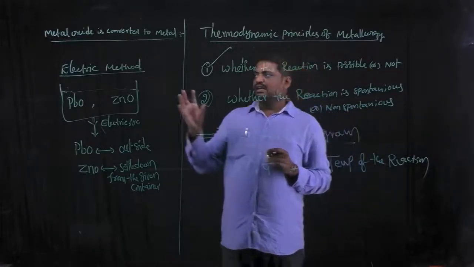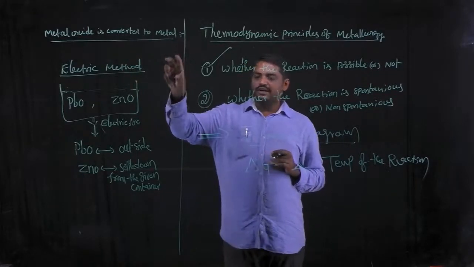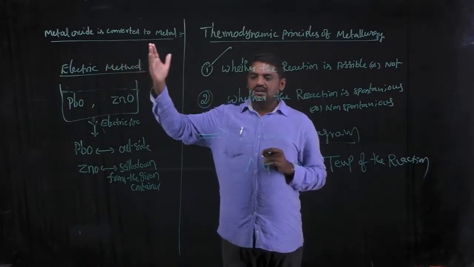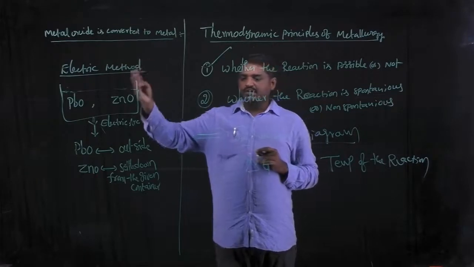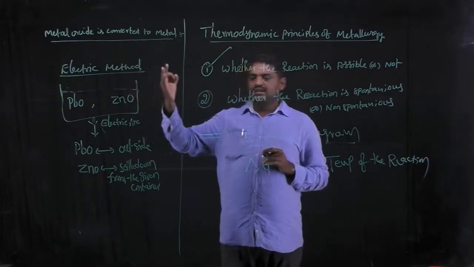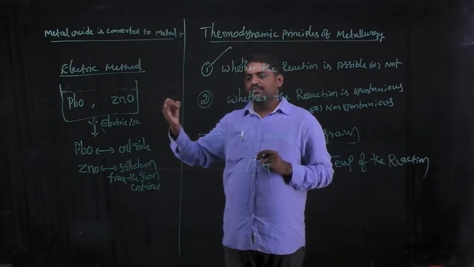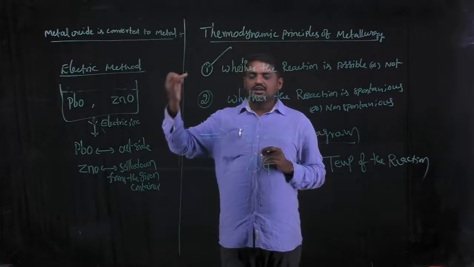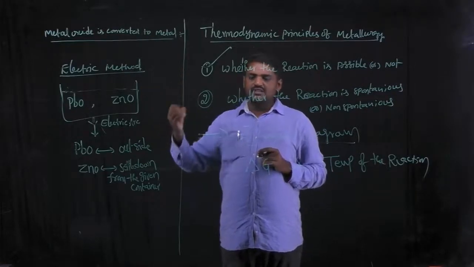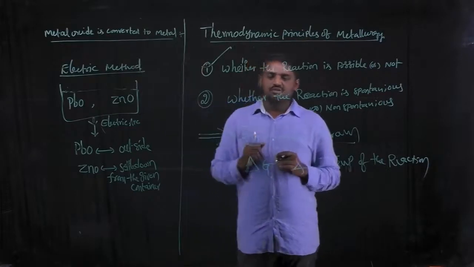Okay, this is an explanation of how metal oxide is converted to metal by using so many methods, like reaction with hydrogen, next one smelting method, reaction with electropositive metals like sodium, magnesium, calcium, and electric methods, and reaction with water gas. So these methods are used for converting metal oxides to pure metals.